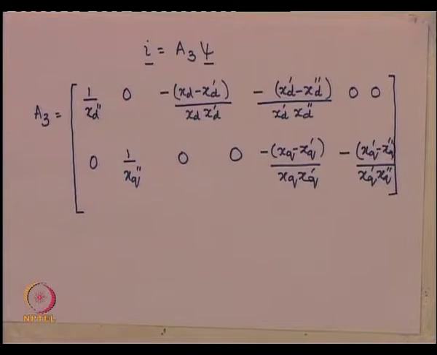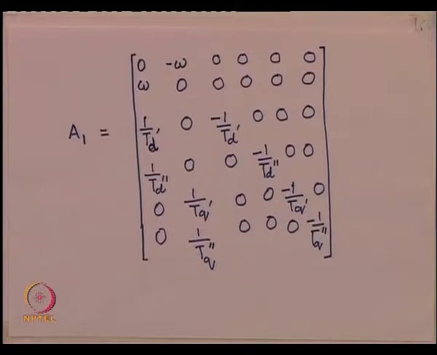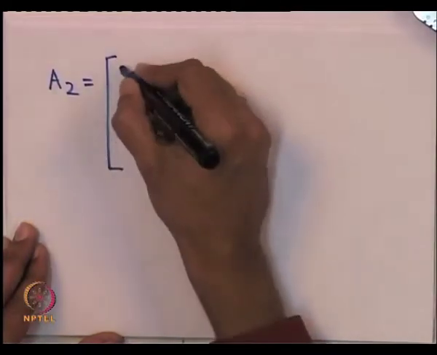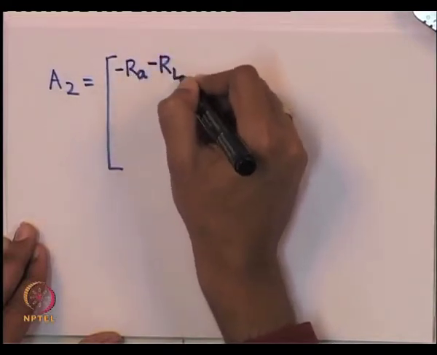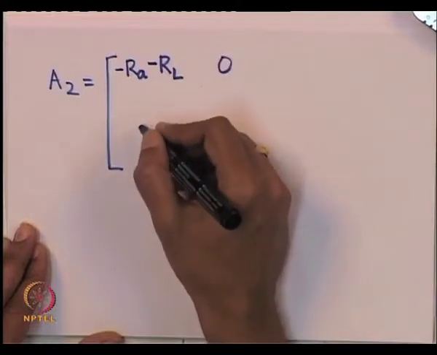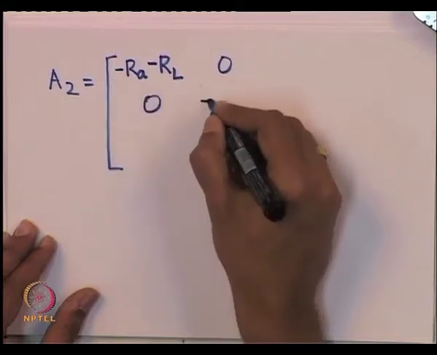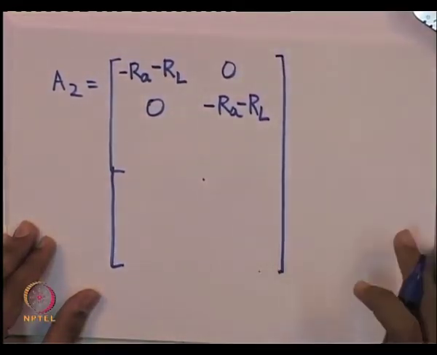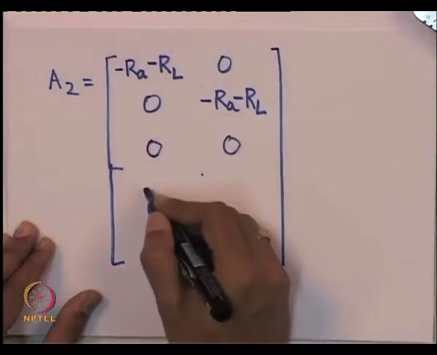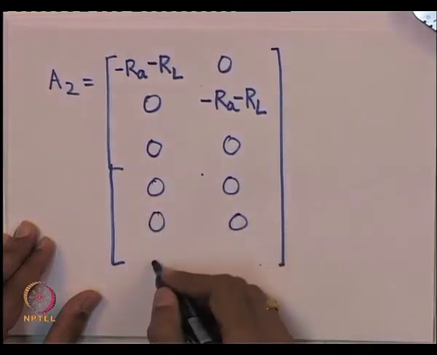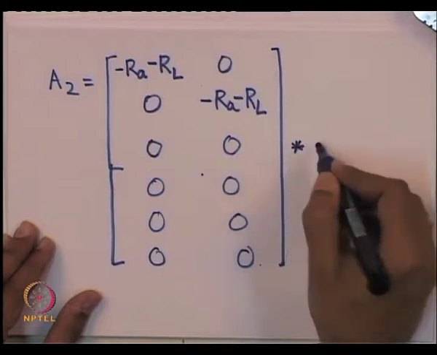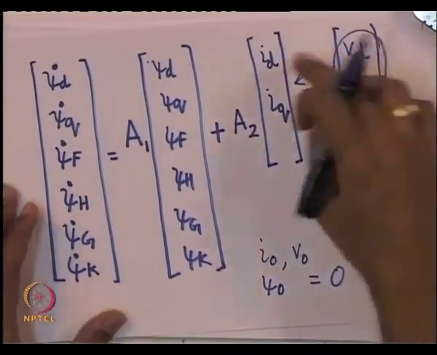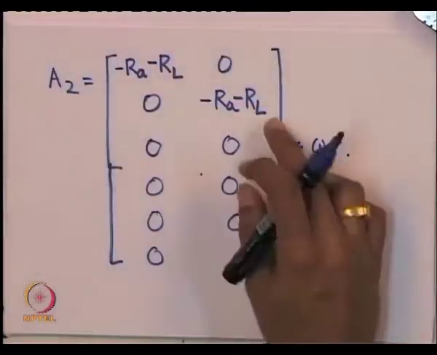So, what we will do now is write down these matrices which I have defined some time back. A1, now A2 is minus RA minus RL, 0, 0, minus RA minus RL, 0 0 0, 0 0. This is multiplied by omega b. So, what I have done is subsumed this Vd, Vq into Id, Iq because they are related. So, that is why this RL is appearing here.